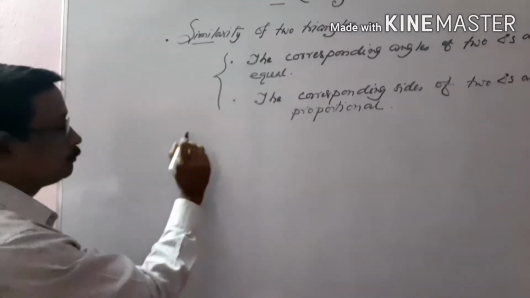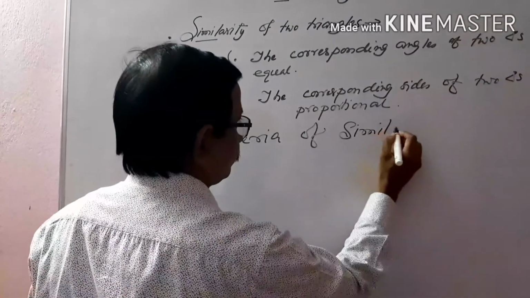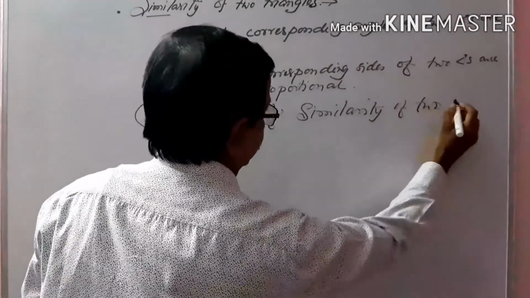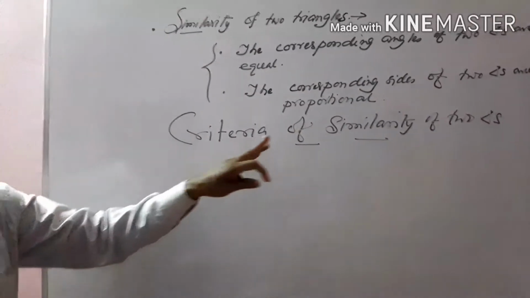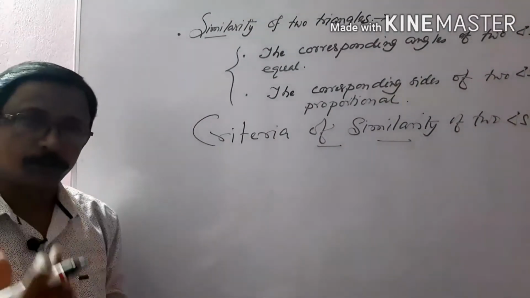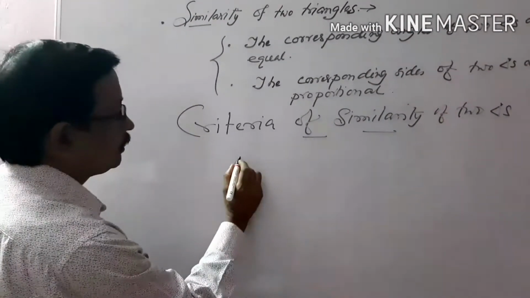Now the next point is most important. What are the criteria of similarity of two triangles? What are the criteria for two triangles to be similar? Most important, as you are class 10 students, you keep attention properly.